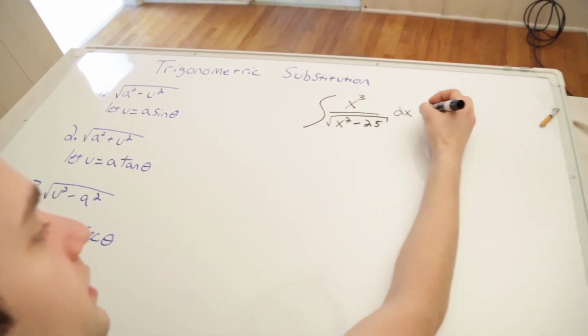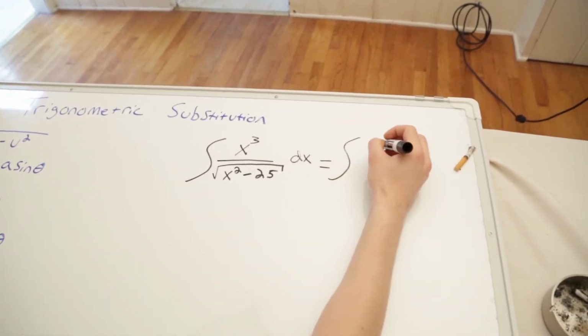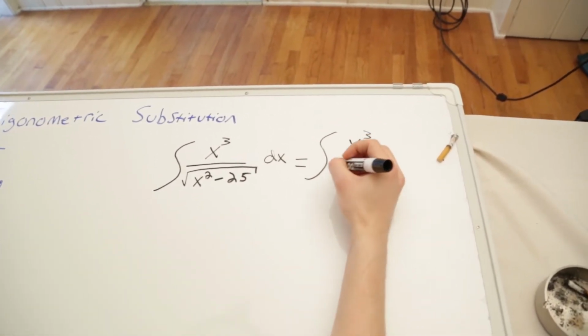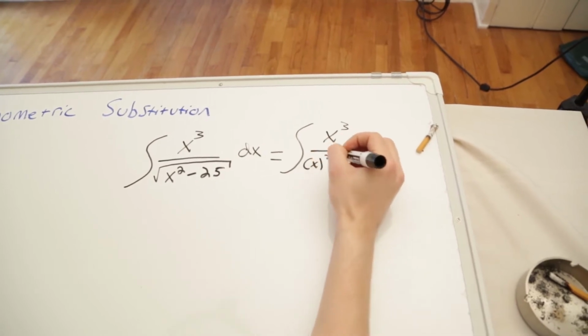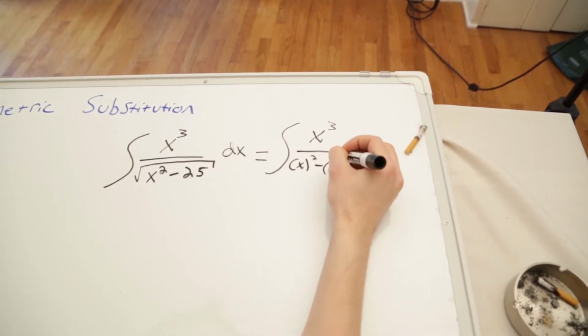Yes, this one's a secant example. We have our u value out in front this time. So let's rewrite this once again as the integral of x cubed over the square root of x squared minus 5 squared.